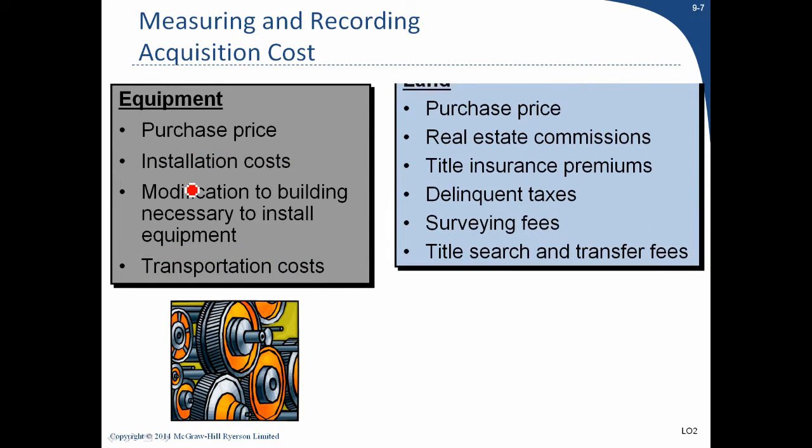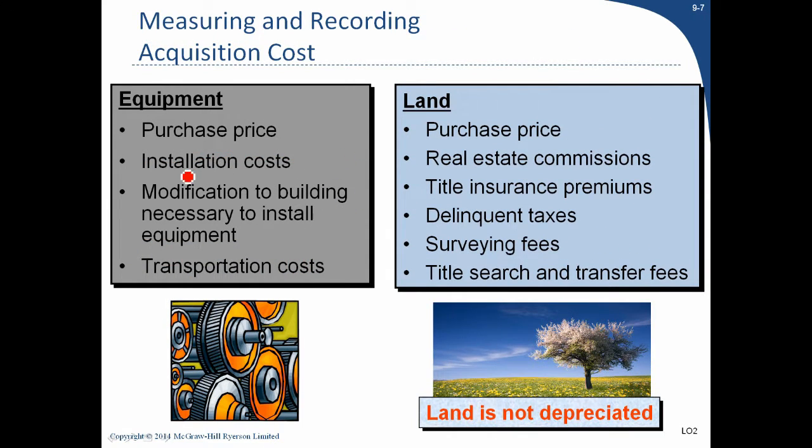If you have equipment, you have the purchase price, of course. You also have installation costs. You might need to hire a specialized team of people to install a complex piece of machinery. Right? You might need to modify the building to install the equipment. You might need to knock a hole in the wall or pour some concrete foundation if it's a big piece of machinery, right? Transportation costs. If you have to pay for shipping from your supplier's warehouse to your warehouse, all of that gets included in the acquisition cost, right?